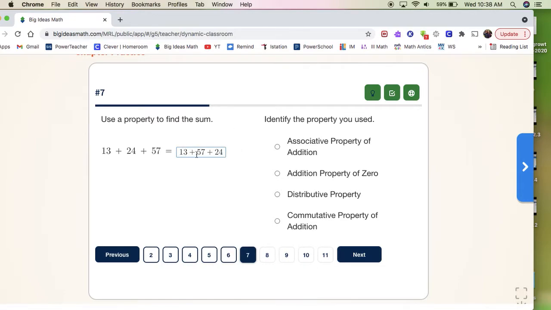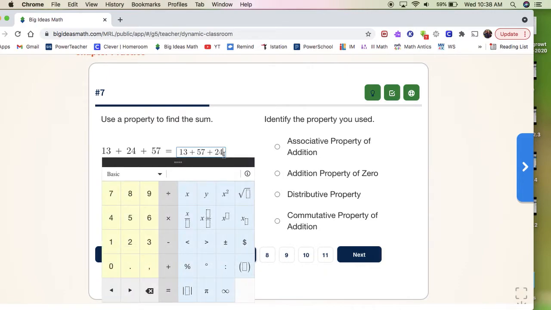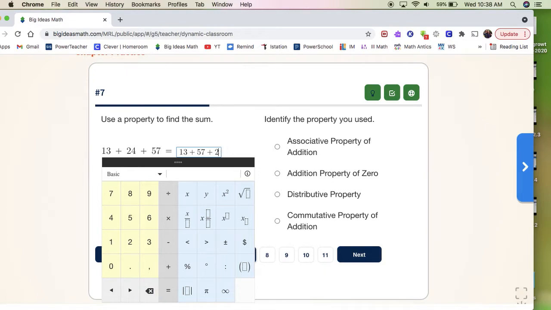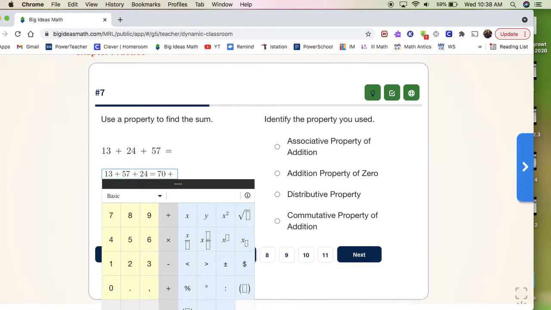Why do they want you to move these two together? Because when you add 13 plus 57, you get 70, okay? So when you get that 70, it's easier to add something to it because you've got something that ends in a 0. So that makes it easier to do. So we get 94 as our answer.